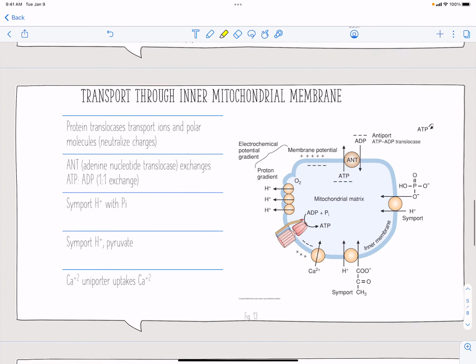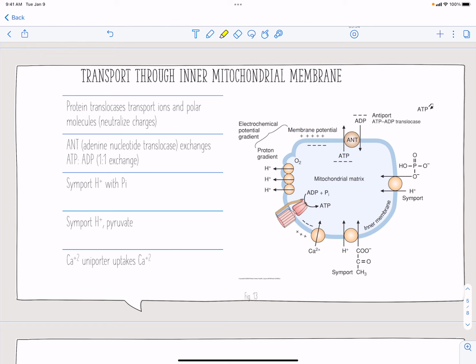Now, the inner mitochondrial membrane is going to be impermeable, again, to many things. And so if you have something that needs to go in and out of the matrix, you need to have a transporter for that. And so we're going to have different translocases that are going to transport polar molecules. We're also going to have an adenine nucleotide translocase, or the ANT, and that's on the inner mitochondrial membrane. And this is going to exchange ATP and ADP, and it's a one-to-one antiport exchange.